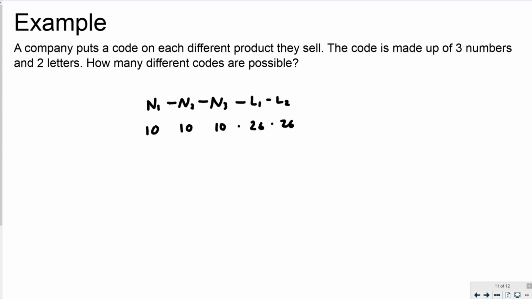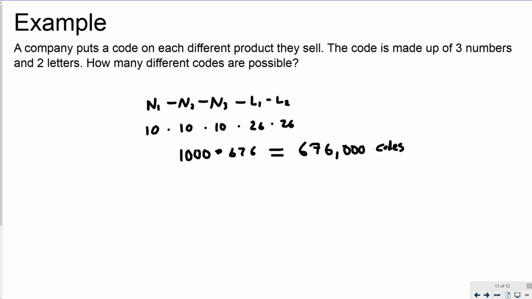26 choices for the first letter, and 26 choices for the second letter. And so we're going to multiply all of these together. For the first 3 tens, I'm going to get 10 times 10 times 10, which is 1,000. And that's going to be multiplied by 26 times 26, which is 676. So that gives me a total of 676,000 codes.